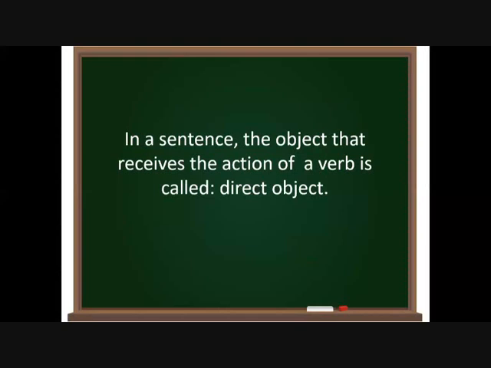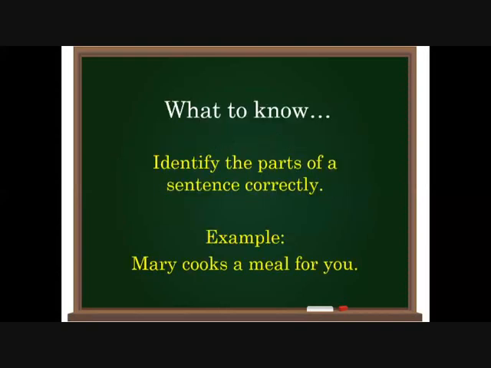To identify them, we are going to know what are the ways that we can use. It's important to identify the parts of the sentences correctly. As we may know, the two main parts of the sentence are the subject and the predicate. But it's also important that inside the predicate we identify the rest of the parts regarding verbs, prepositions, and so on. The example here says Mary cooks a meal for you, in which Mary is our subject, cooks our verb, and a meal for you is going to be our complement.